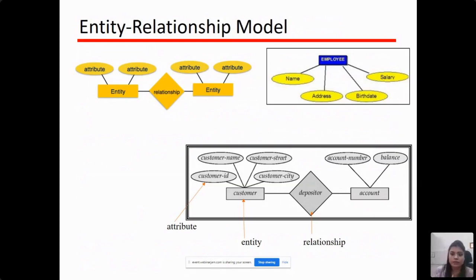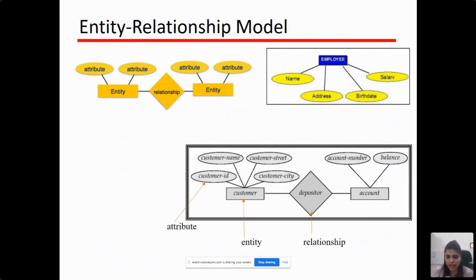Now, for example, we'll see the employee entity. Any employee working in an industry, employee becomes an entity because this is a distinguishable object which exists in the real world. And attributes that will define employee would be name, address, birth date, salary. You can add more, whichever you want, but these will form the attributes of the employee. Basically, these would be the attributes of all the employees working in a particular industry. Generally, we keep the attributes the same for the entire entity set.